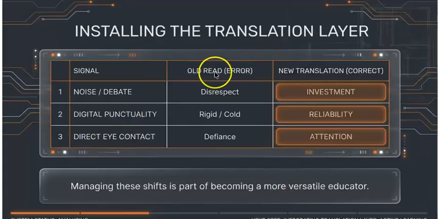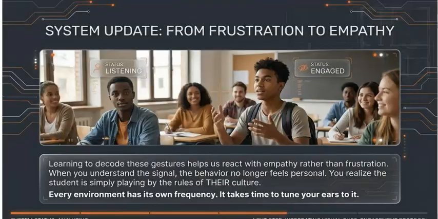So we are saying, in the old code, you could interpret noise and debate as disrespect, but it is investment, it is participation. Time management is a thing, that means reliability, and direct contact means attention, not defiance. So managing this shift is part of becoming a more versatile educator, what we call being a master global educator. You're not staying too long in the negotiation phase.